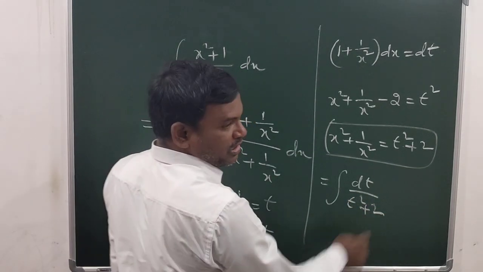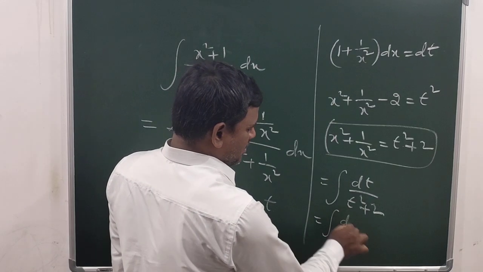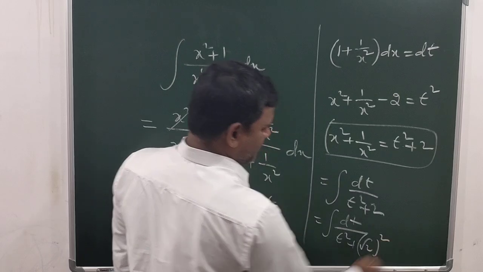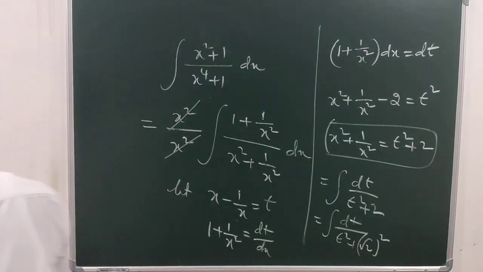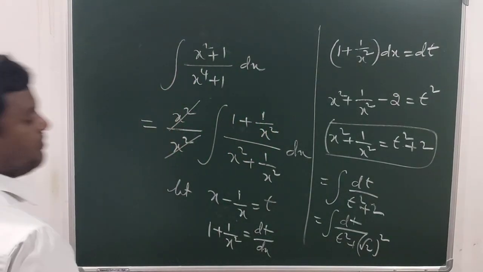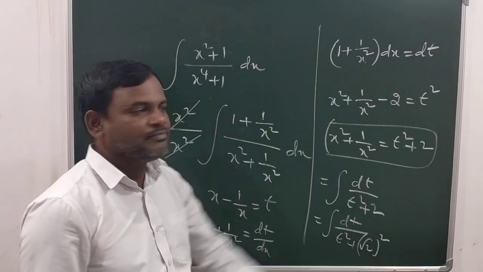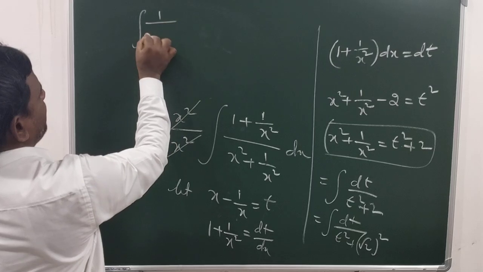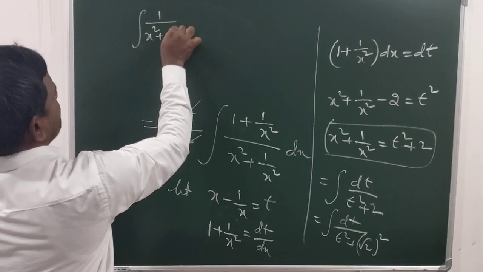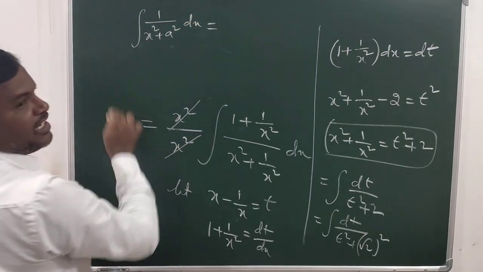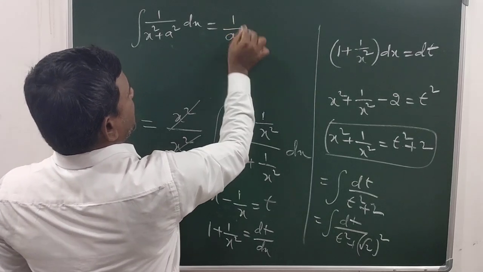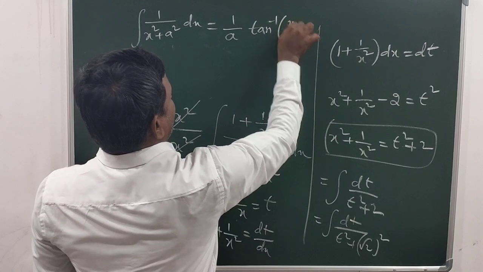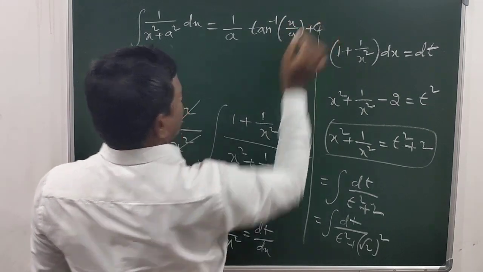So this 2 you can write as t square plus root 2 whole square. In the next step, what should I write? It is looking like the standard integral 1 by x square plus a square dx, as we studied, whose integral value is 1 by a tan inverse of x by a plus c.